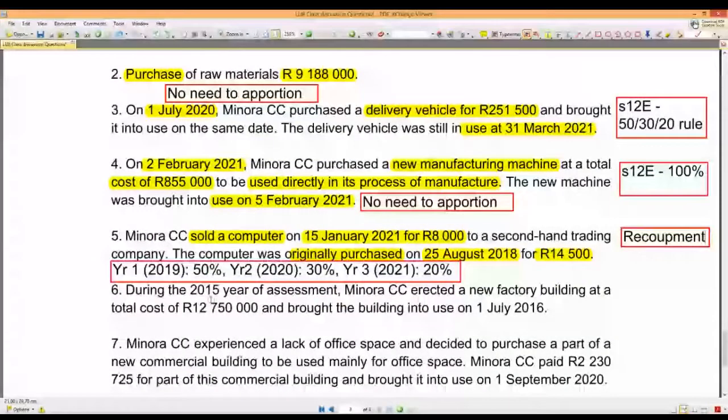Okay, so if we then go to 0.6, we talk about during the 2015 year assessment, they erected a new factory building with a total cost of 12.750 million, and it was brought into use 1 July 2016. Okay, so that means new factory building, we need to apply the 5%. But remember, when we've erected something, we apply the 55% to that amount.